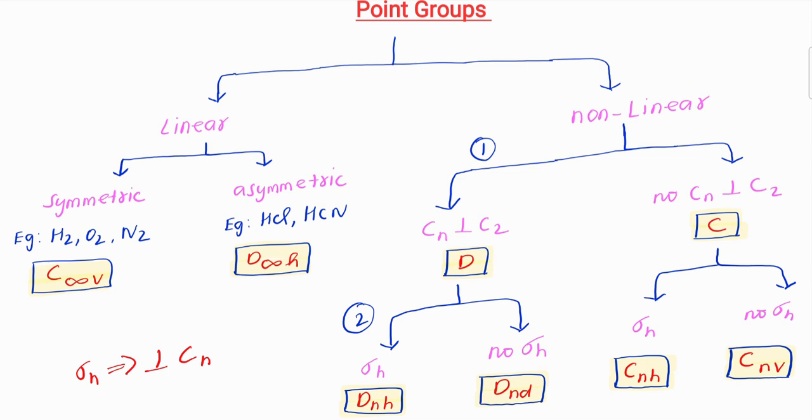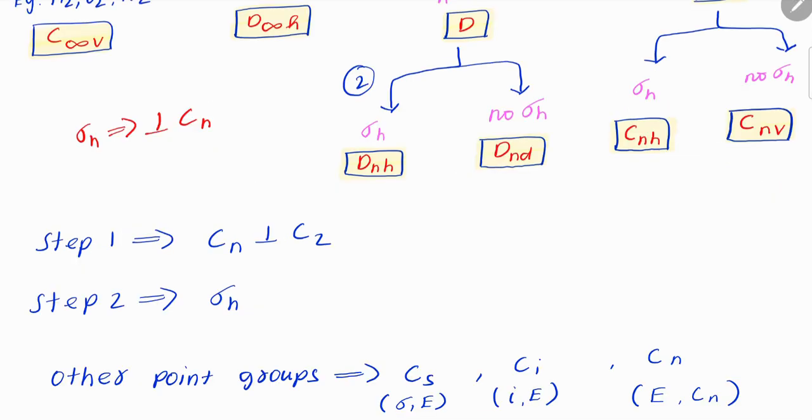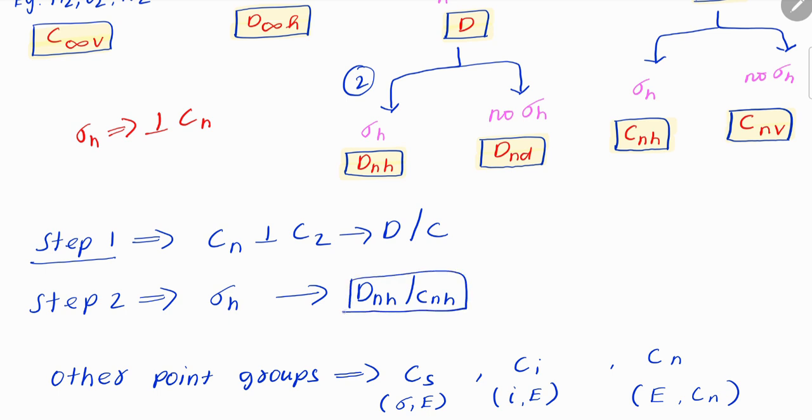And some more points I will add now. Step 1 is to find Cn perpendicular to C2. If yes, then D. If no, then C. So this step is used to find whether D or C, and the next step is used to find whether DnH or DnD, or CnH and CnV, like that. If H is present, then it should be H in the molecule, CnH. Okay, note this. If no H, then D means D, C means V.